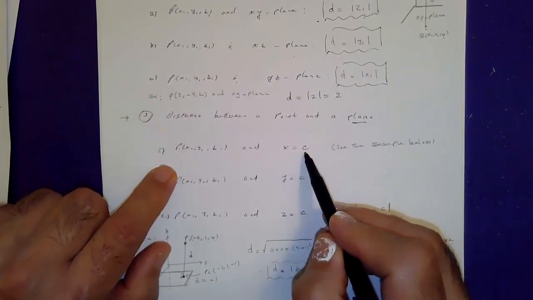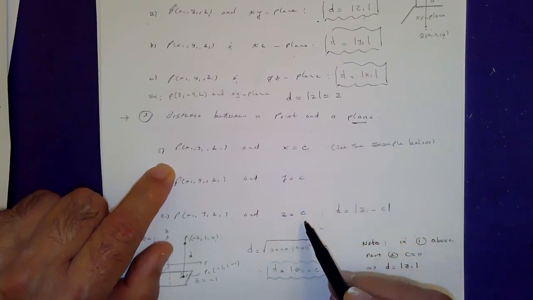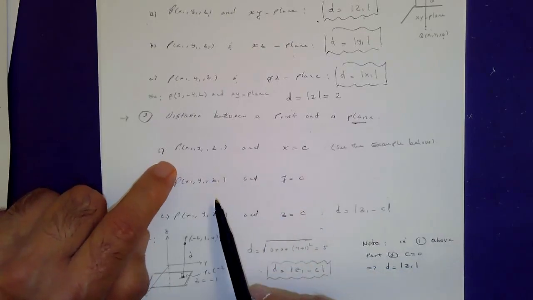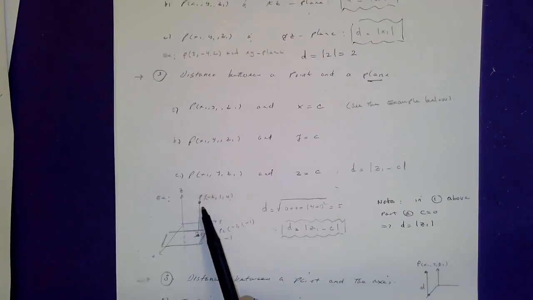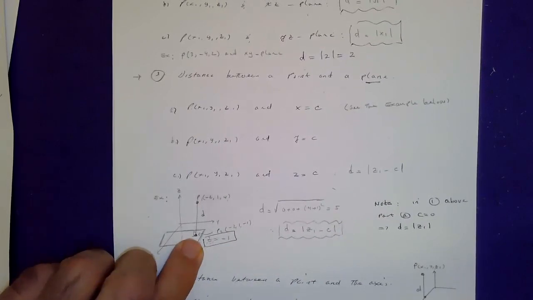The distance between a point and a plane. Well, let's say the plane is a constant. Let's say X equals 4, Y is equal to 3, Z is equal to -6. What would be the distance between these guys? Well, here is an example. Suppose you have a point in space. You want to find its distance from this plane, but the equation of this plane happens to be Z is equal to -1.